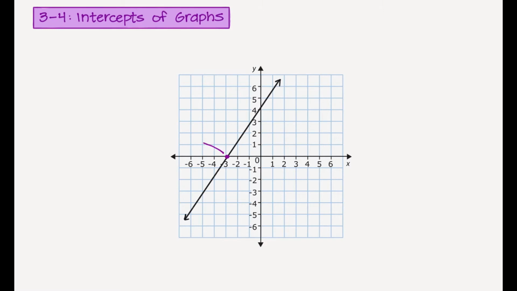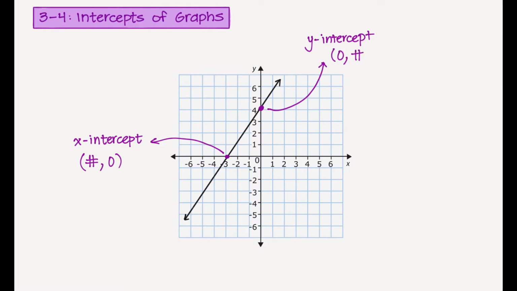So I have the graph of a line here, and this point that I'm highlighting is called the x-intercept. That's because it is where my graph is crossing the x-axis. The coordinate of this point is always going to look like some number, comma, 0. Okay? This other point that I'm highlighting right here is the y-intercept. It is the point where your graph is crossing the y-axis, and its coordinate is always going to be 0, comma, some number.